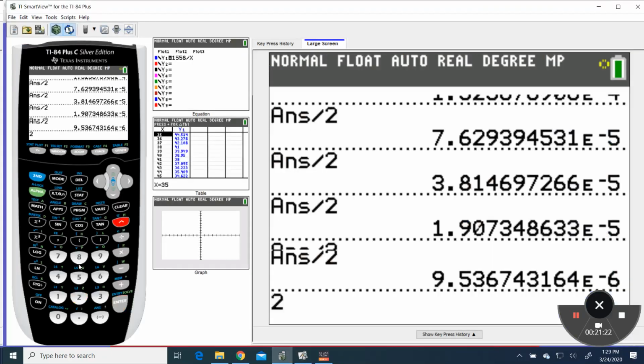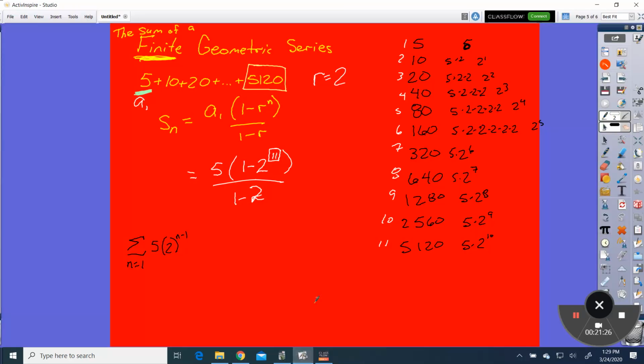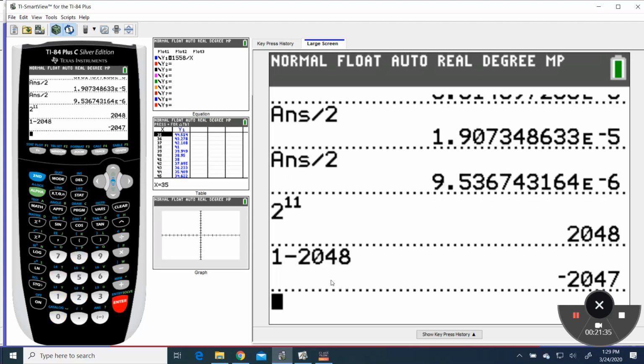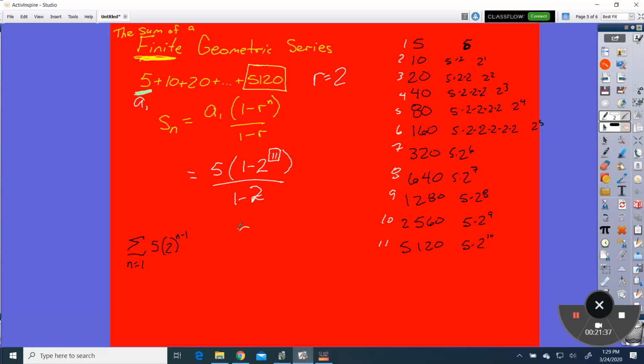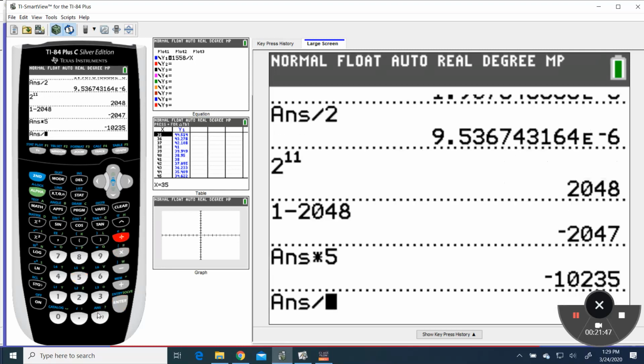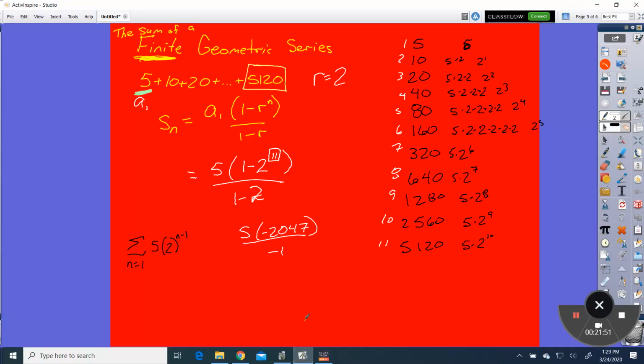2 to the 11th power is 2,048. So 1 minus that number, 1 minus 2,048, is negative 2,047. So what I have is 5 times negative 2,047, all divided by 1 minus 2, which is negative 1. Okay, so I'm going to go 5 times that number, divide it by negative 1. So it's 10,235.